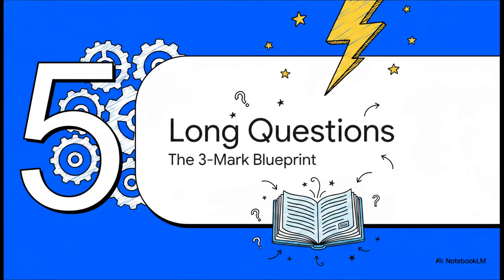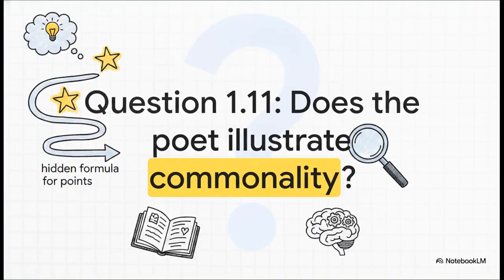Section 5. Nailing the long questions. The 3-mark blueprint. Now, for the ultimate exam challenge, the open-ended 3-mark questions. These are the make-or-break moments on your paper. This specific question tests your true, deep understanding of the poem's core theme. It asks for your opinion, sure, but beware. The memo has a strict, hidden formula for actually awarding those 3 points.